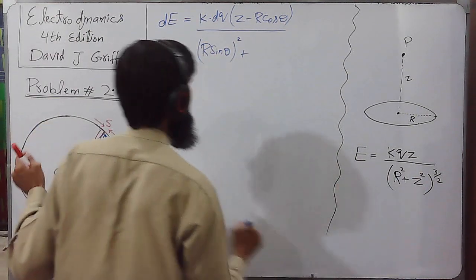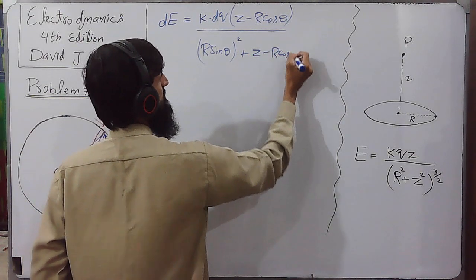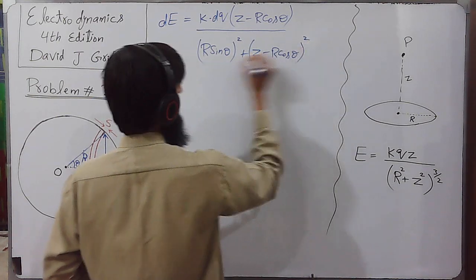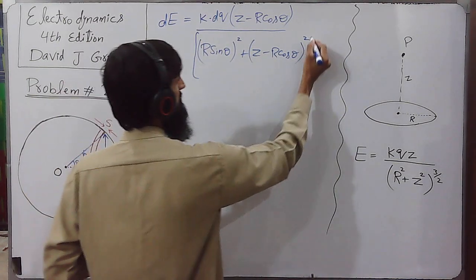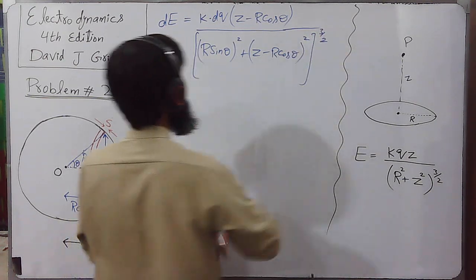Again z, what is z? Z minus r cos theta, we have just calculated. Z minus r cos theta, and the square will be written here as it is, and the whole power 3 by 2 written as it is.